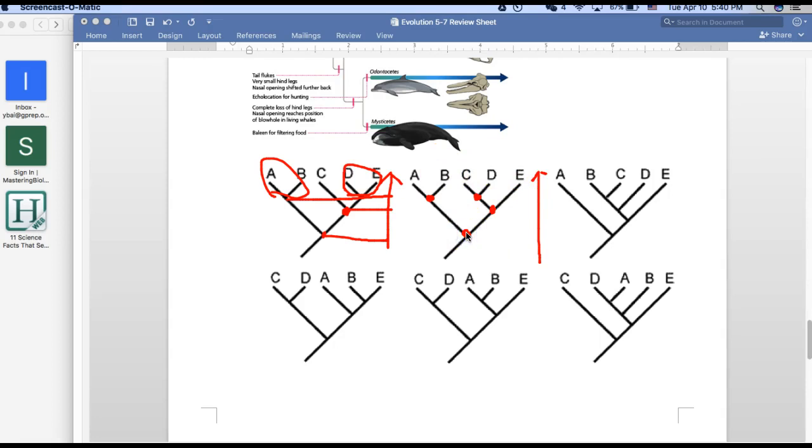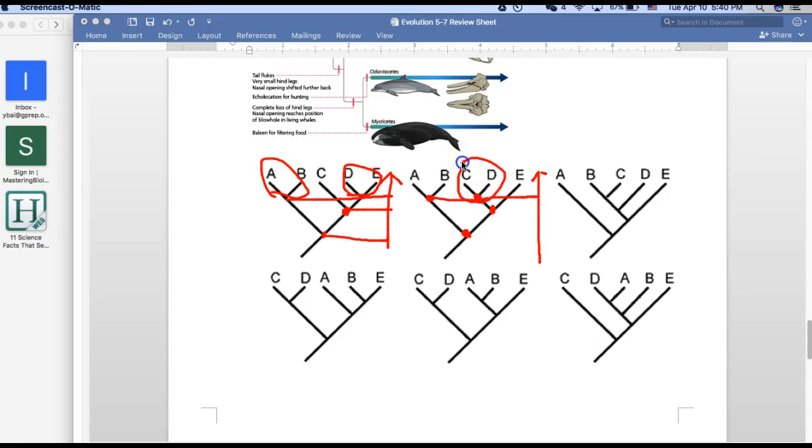So what species are the most closely related to each other? A and B are most closely related to each other, and C and D are most closely related to each other as well, because all of their common ancestors land right here. That's pretty much it. You can use this as an example for clades as well.